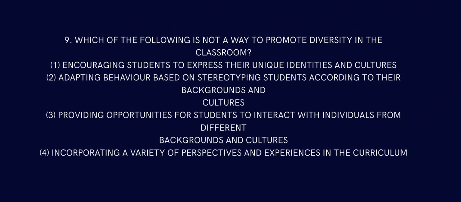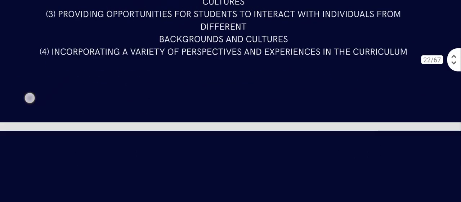Encouraging students to express their unique identities and culture. Of course, that is a way to promote it. The question asks for what is not a way. Adapting behavior based on stereotyping students according to their background and culture. Maybe. Providing opportunities for students to interact with individuals from different backgrounds. That is a way. Incorporating a variety of personal experiences in the curriculum. That is also correct. So the answer should be 2.